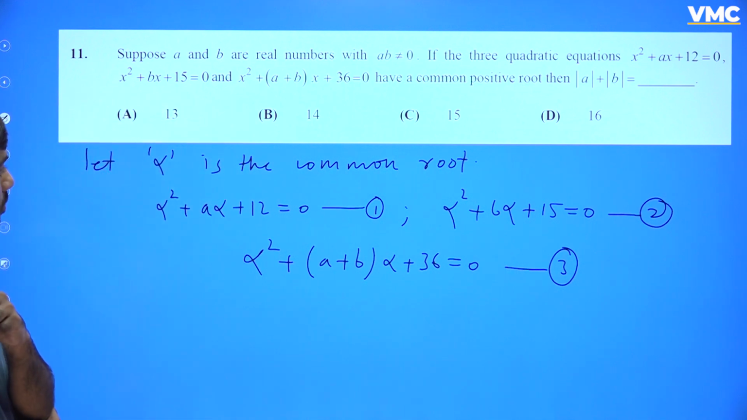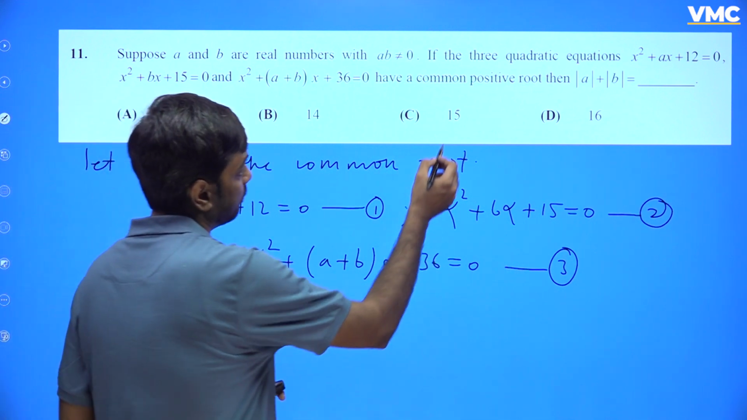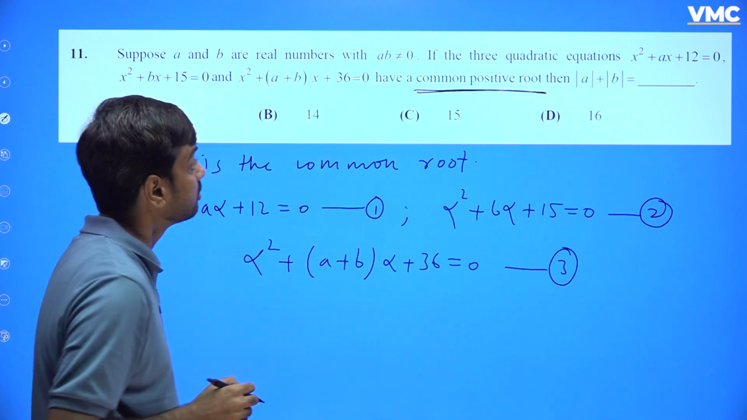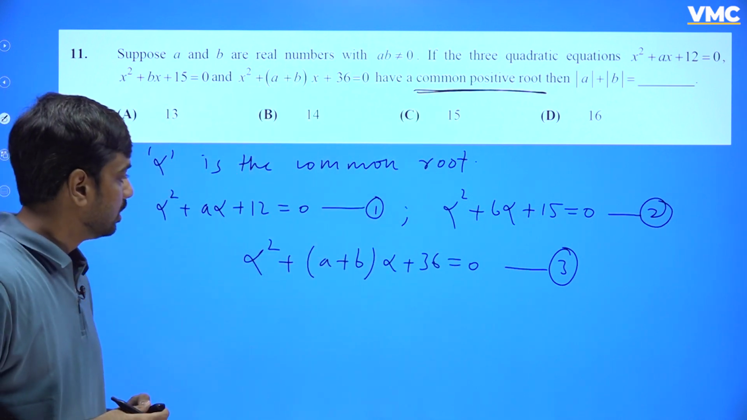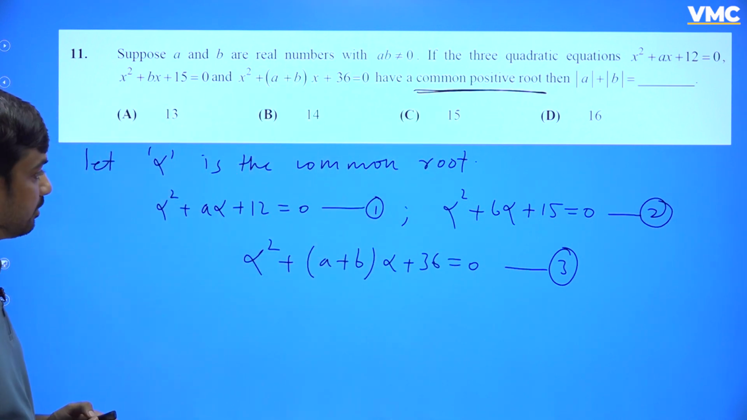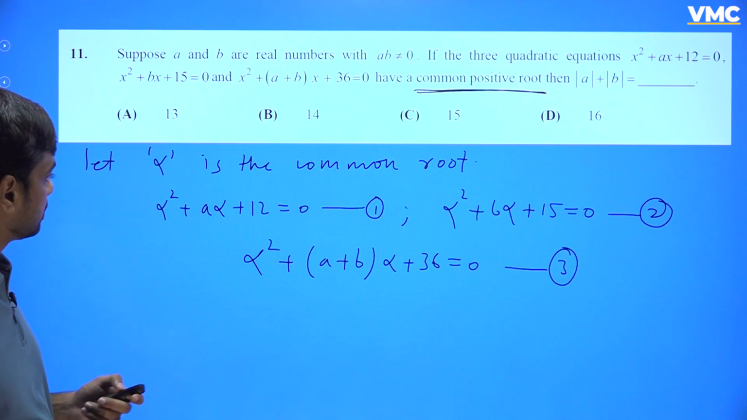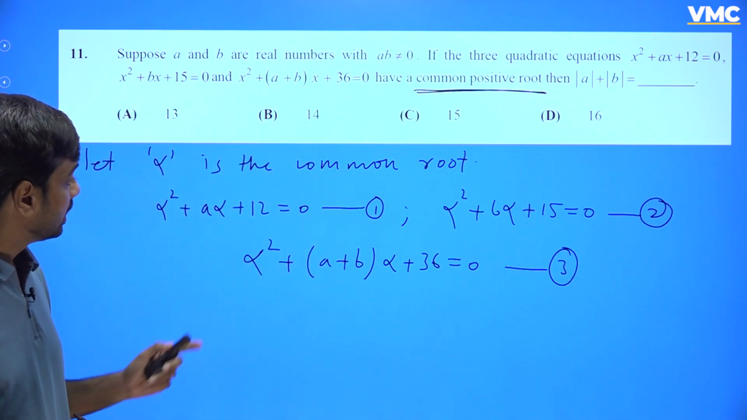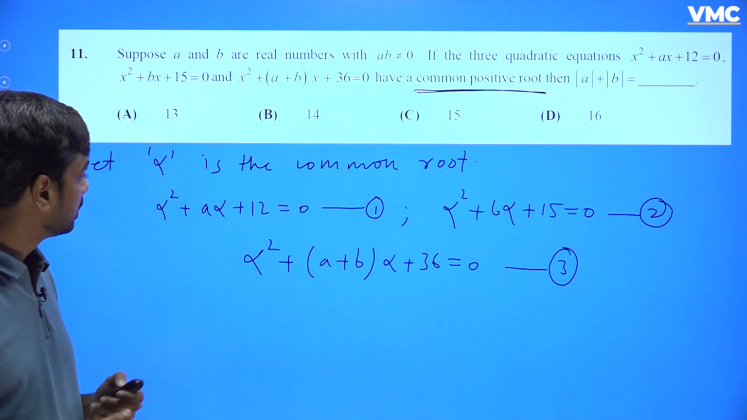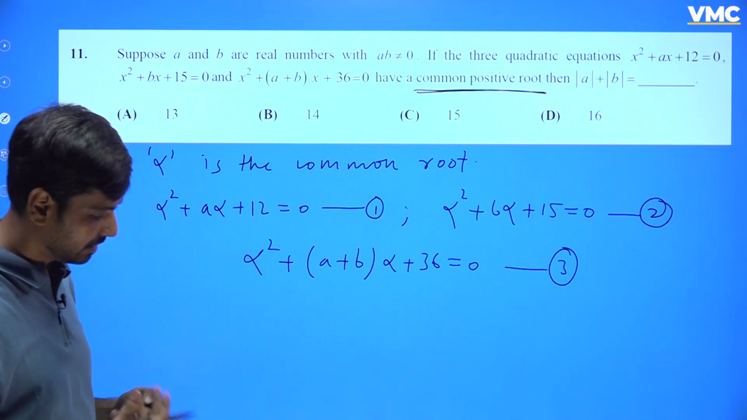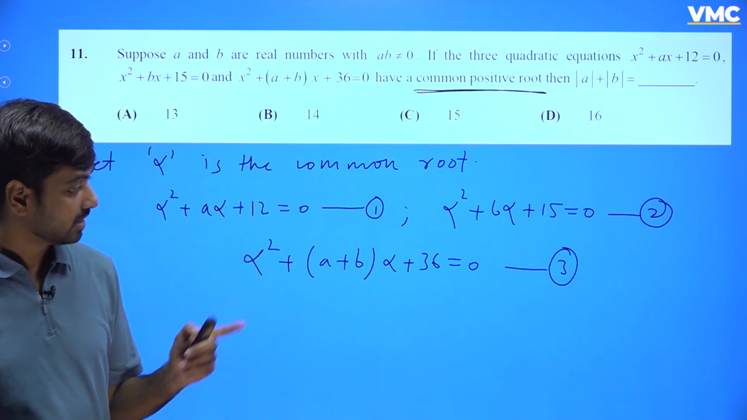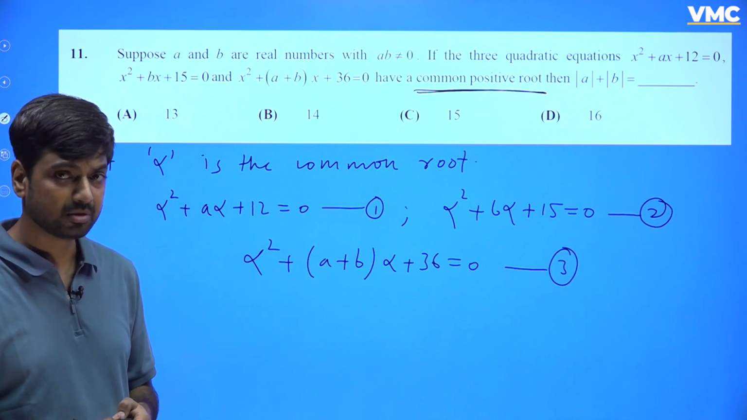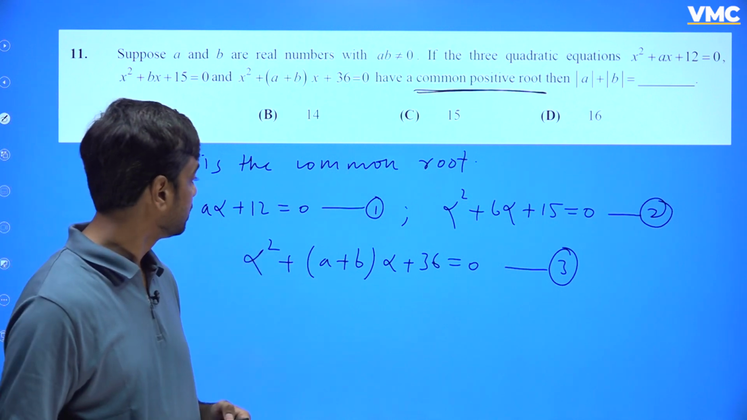This is the third equation we have. And they have a common positive root. The root is positive, this is also given. So we have three equations, and in these three equations we also have three variables, alpha, a and b. So we have the same number of equations and variables. So this question is solvable.